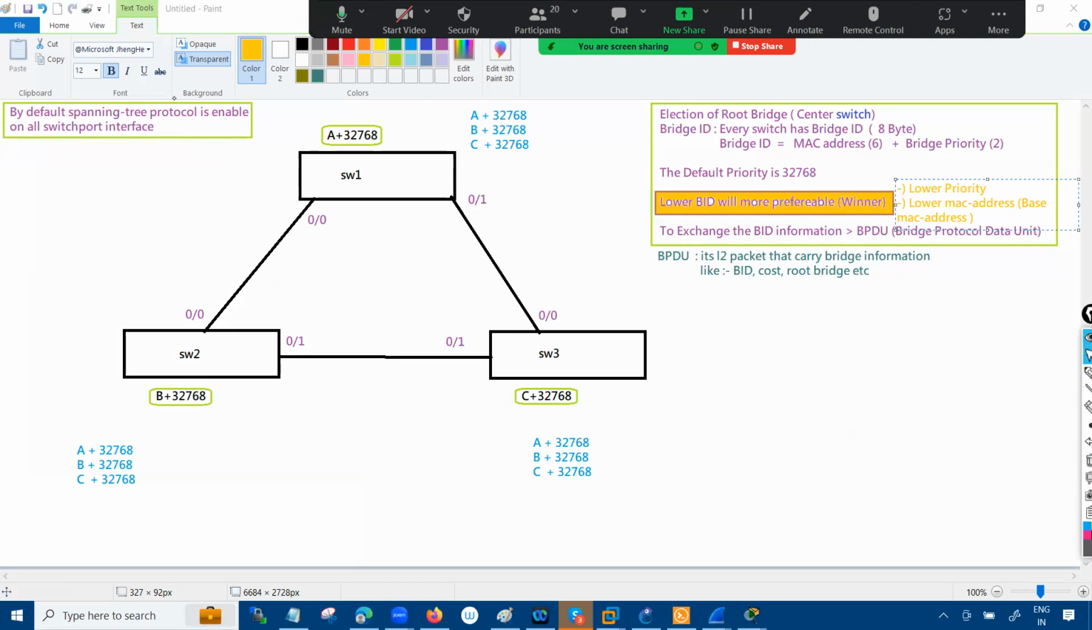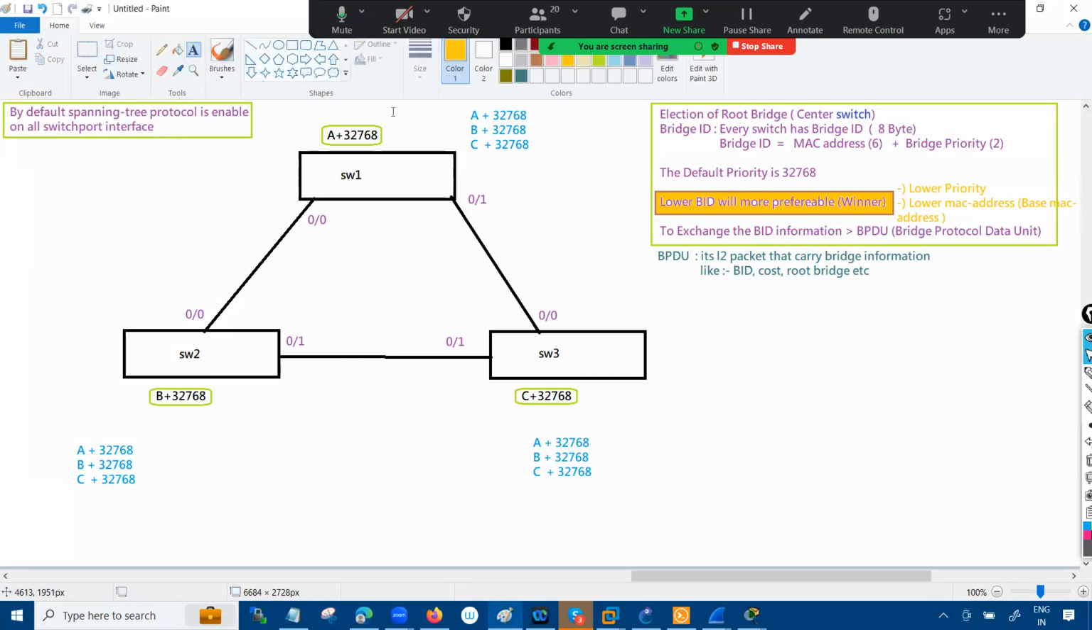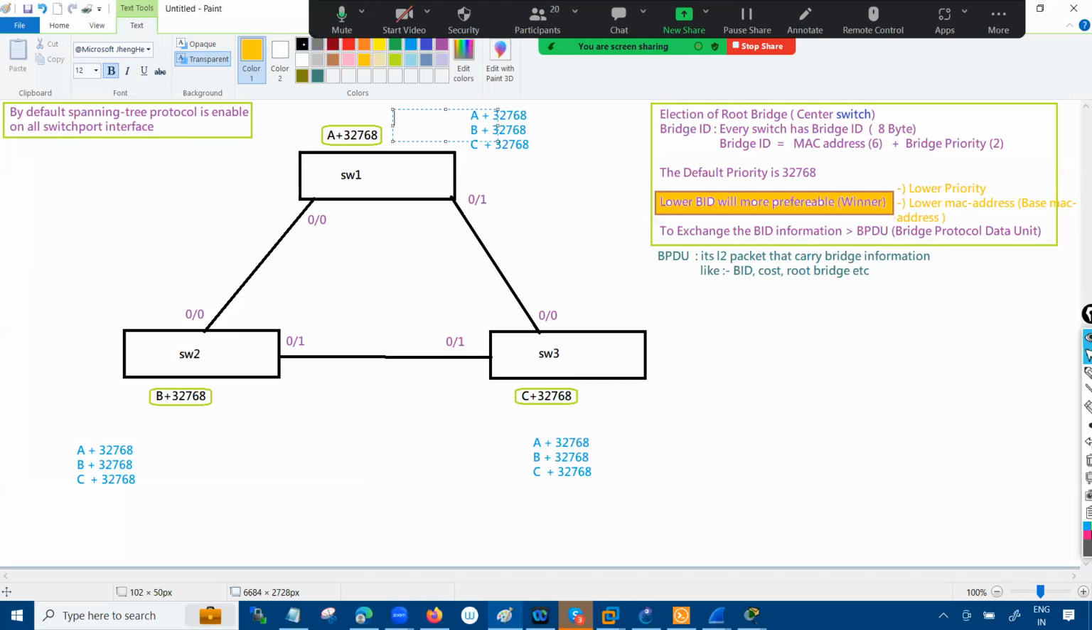So after extending all the bridge ID information, Switch 2 and Switch 3 also will confirm that Switch 1 has a lower MAC address. Now he will be the root bridge. Once Switch 1 becomes the root bridge, all the other switches will become non-root bridges, because you will only have a single root bridge.